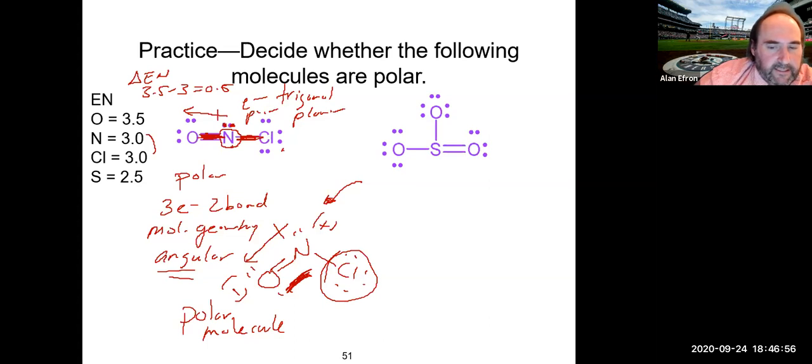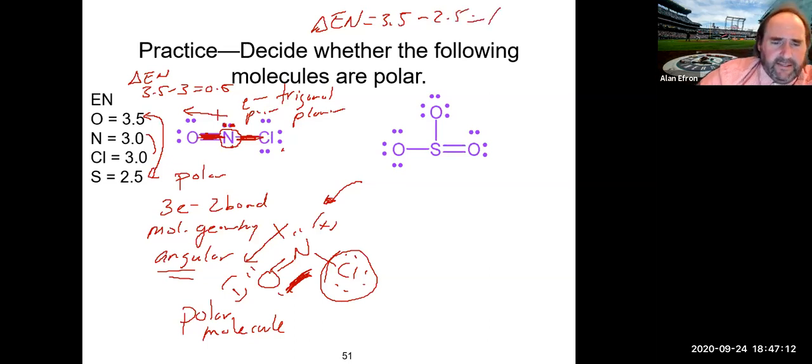Okay, so let's take a look at the sulfur oxygen here. Again, we do have some electronegativity values. If we take sulfur and oxygen, the difference in electronegativity of those two is 3.5 minus 2.5. That's a 1. So that definitely is going to be a polar bond, again, heading outward.